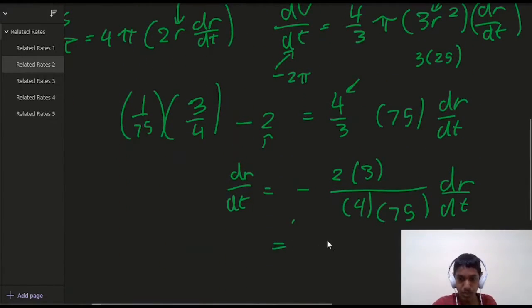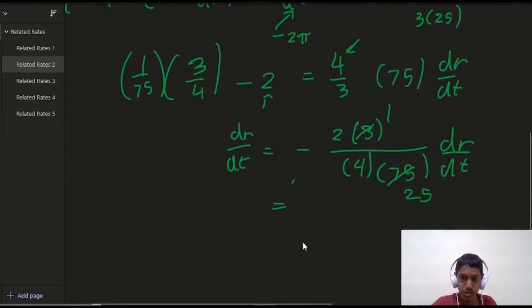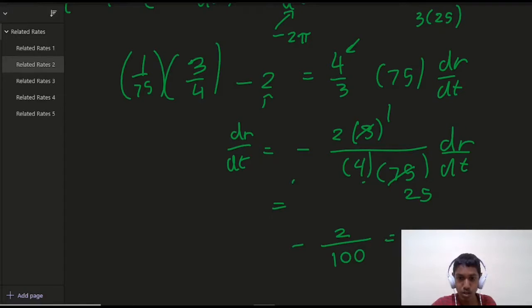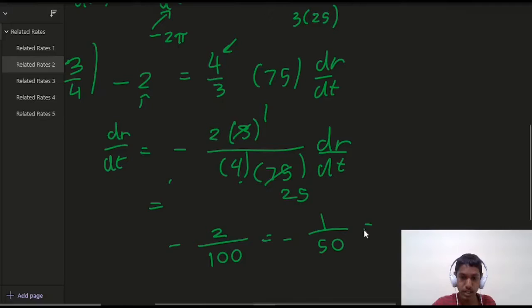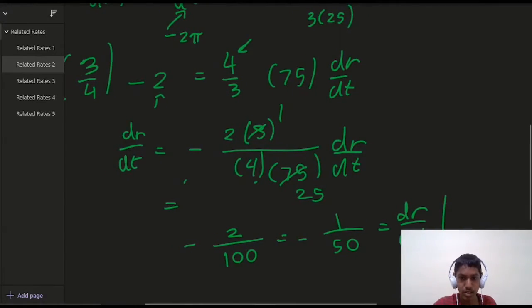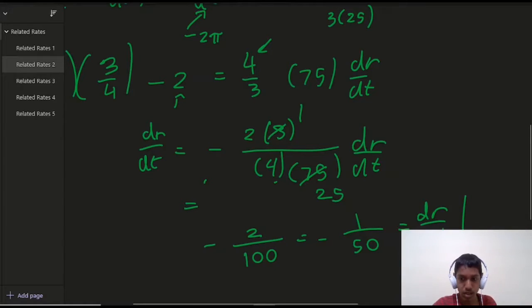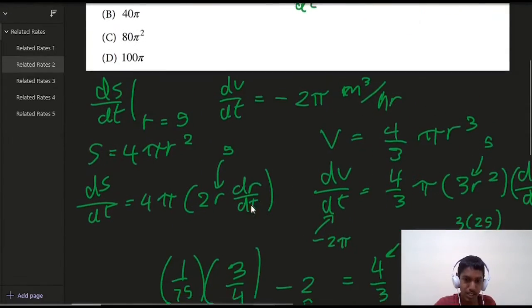Okay, so let's see, minus 6. Oh, let's do some canceling here. 75 divided by 3 is 25, and 1. So it's going to be minus 2 over 4 times 25, or minus 1 over 50. And that's dr/dt at that point where r is 5. Okay, great. We have dr/dt, and that was the only thing we were missing.